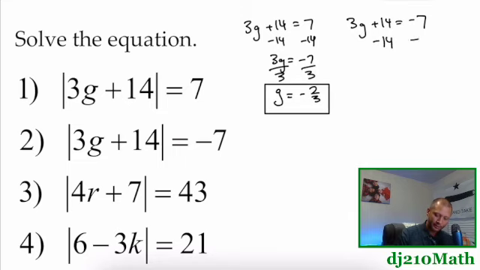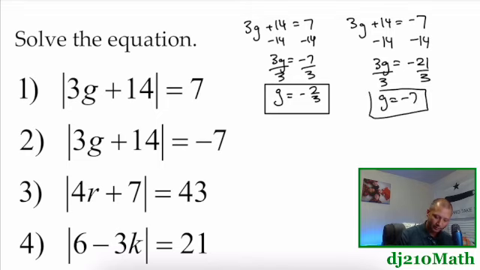Minus 14, minus 14. 3G is equal to negative 21. Divide both sides by 3. G is equal to negative 7. Right, simple calculations. Two answers, always two answers, unless it's equal to 0.